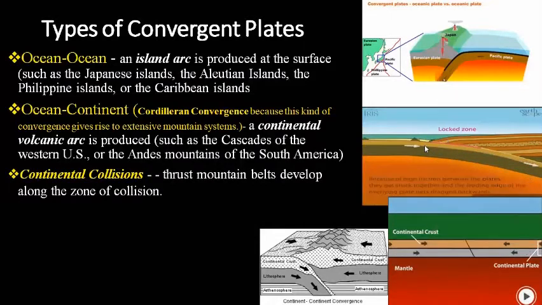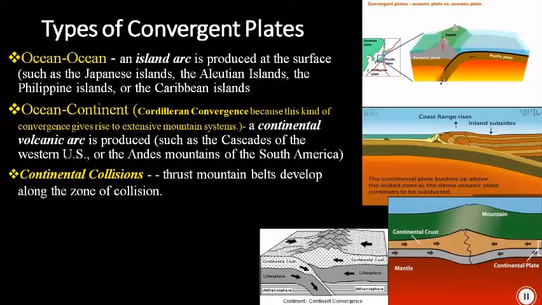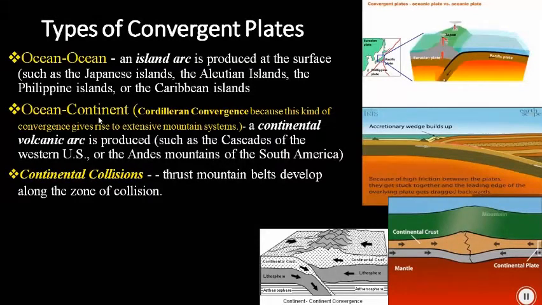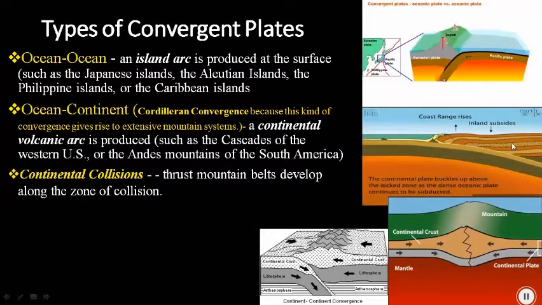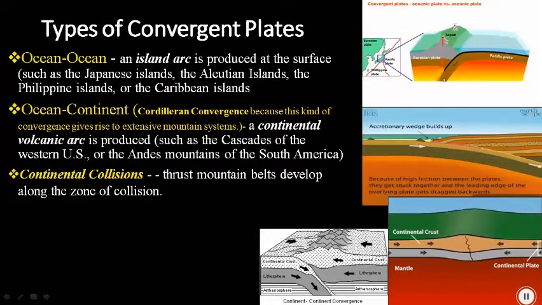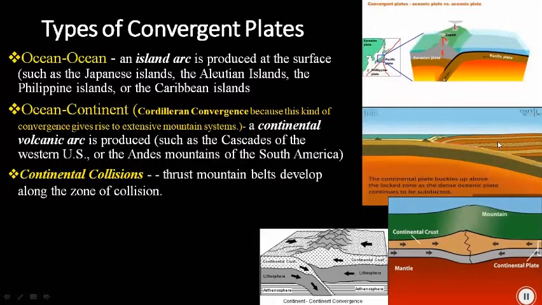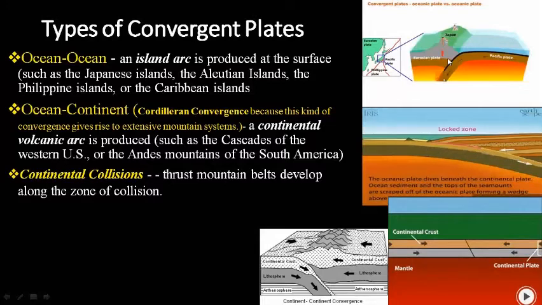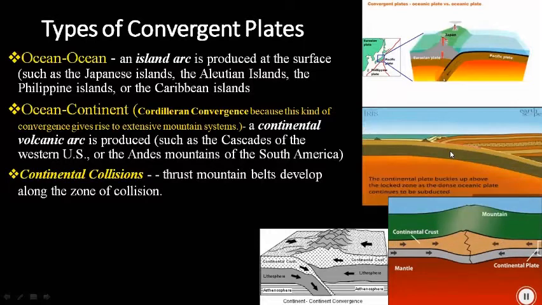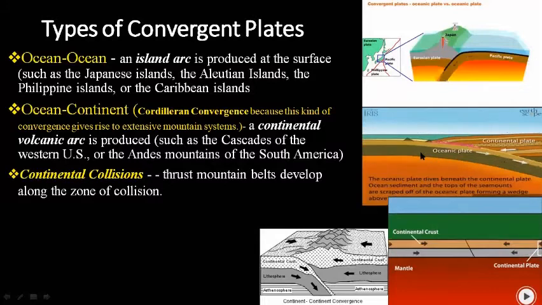Over here, the more dense one is the ocean, so the ocean plate will be thrust down. When there is an ocean-continent convergence, as you are seeing over here, this is the continental plate, this is the oceanic plate. The oceanic plate, being more dense, is subducting beneath the continental plate. But there is a difference between the subduction here and the subduction here. The subduction here, as you are seeing, is going deep down. But the subduction here, as you are seeing, is much more shallow.